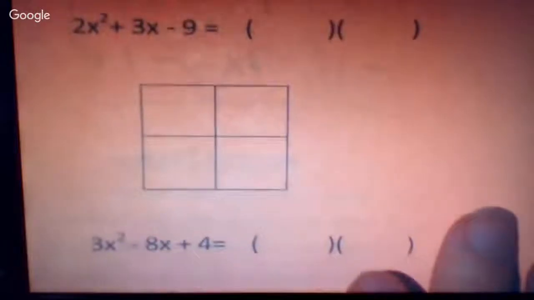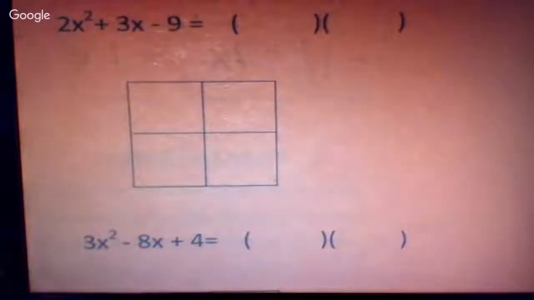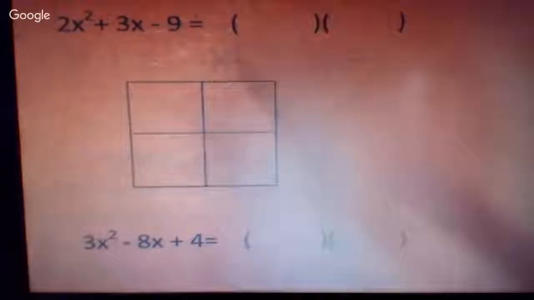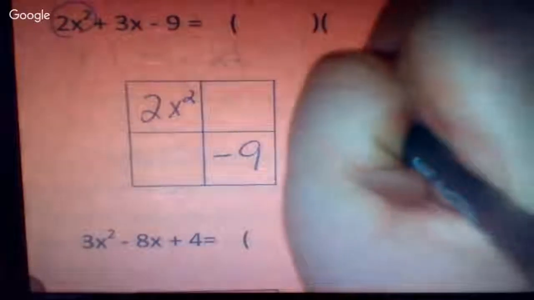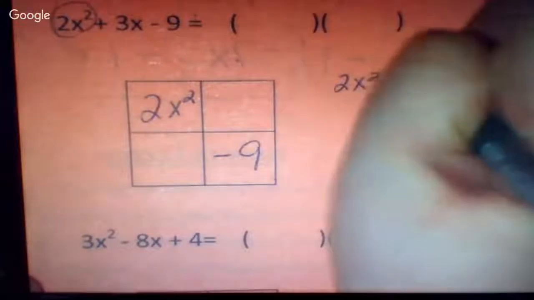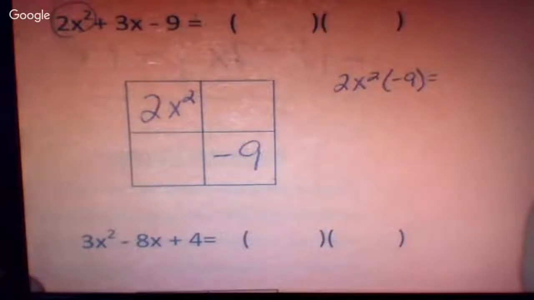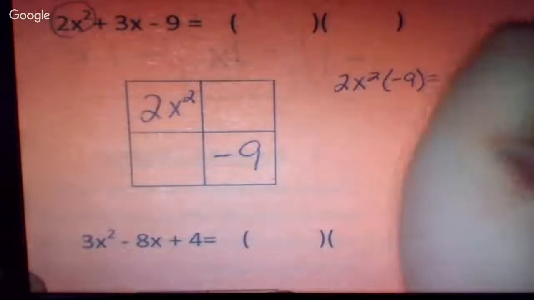Okay. Take a look at this one. Is there a greatest common factor? No, there's nothing that goes into 2, 3, and 9 evenly. So we just start putting stuff in. Your 2x squared goes here. Your -9 goes here. We multiply them together before we get our factors. So what's 2x squared times -9? -18x squared.